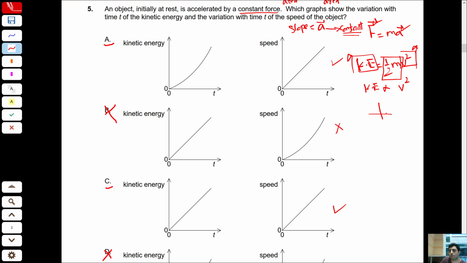So a graph of a square, or like x squared, looks something like this. So in mathematics, it looks like a parabola, quadratic equation, right? Quadratic graph. So it has to be the one with the quadratic shape, so it's A. So you can see the kinetic energy is actually increasing proportional to v squared. Quadratic graph. So it has to be A.